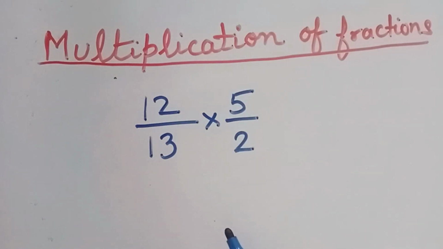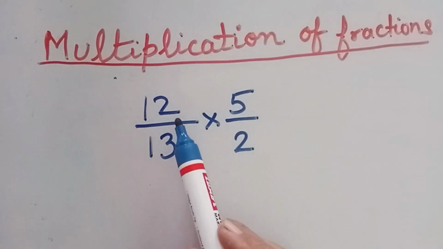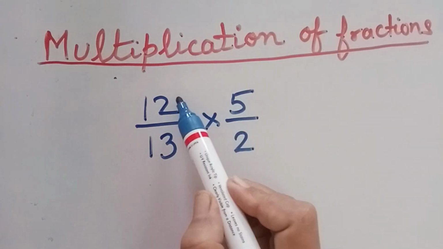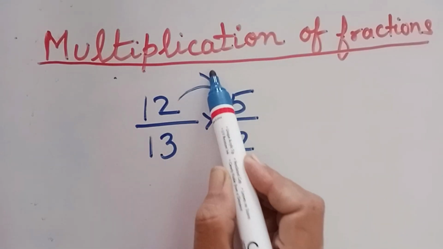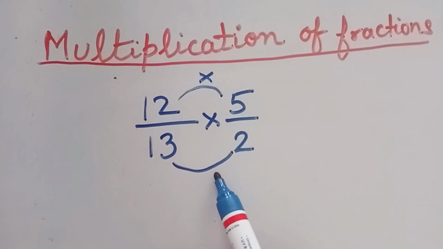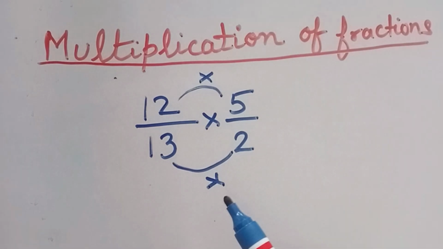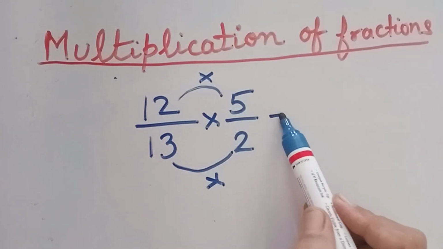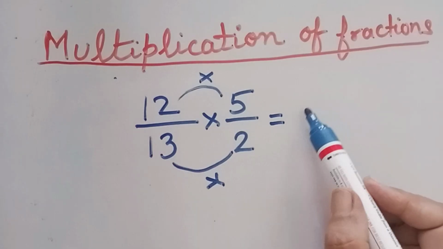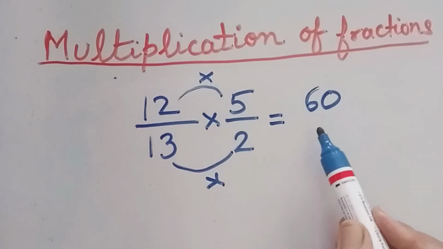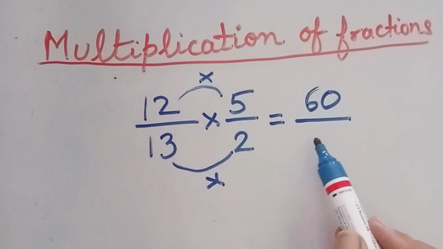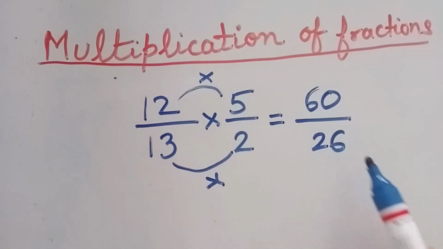Now let us take another example. We will multiply 12 by 13 into 5 by 2. So the first step is we have to multiply numerator and numerator. Second step is we have to multiply denominator and denominator. So let us do this. 12 into 5. So 12 into 5 is 60. Now we will put a divide sign. Now 13 into 2 is 26.